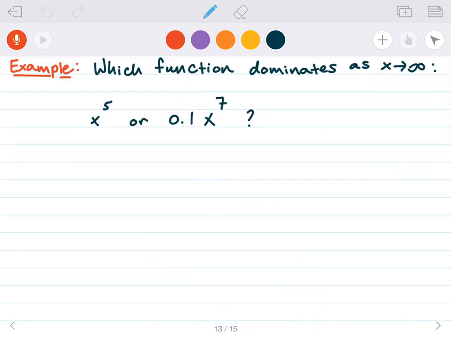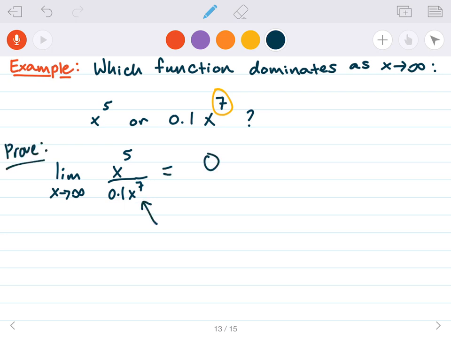Okay, so let's do another example. Which function dominates? X to the 5th or x to the 7th? So here we have 2 polynomial functions, and when you have 2 polynomials, the one with the highest power is going to dominate. That's a fact. Let's prove it. All right, so how are we going to prove it? We're going to prove that the limit as x goes to infinity of x to the 5th over 0.1 x to the 7th is equal to 0. That's what we want to prove. That's going to show us that this guy is growing faster than the top, right? And eventually it's growing so fast that the top can't catch up, and so it's going to converge to 0.